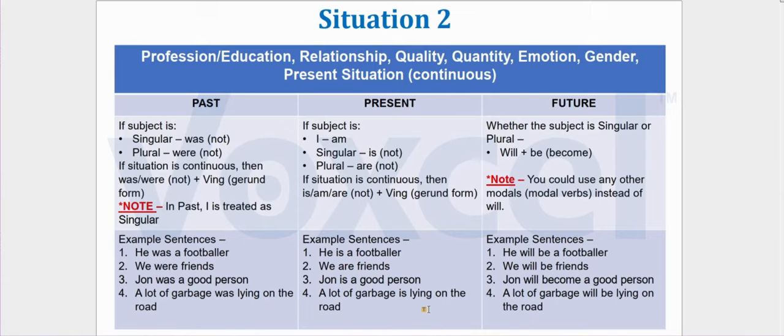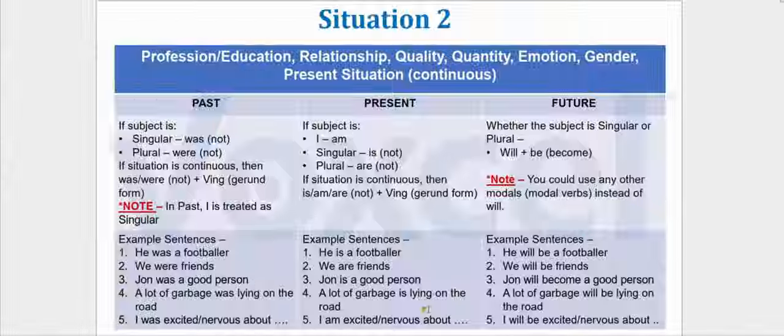So you will use this particular model for future situations when you're predicting. Like, there is going to be a party. Somebody is throwing a party in the park near your home, and you will say a lot of garbage will be lying on the road. Clear?